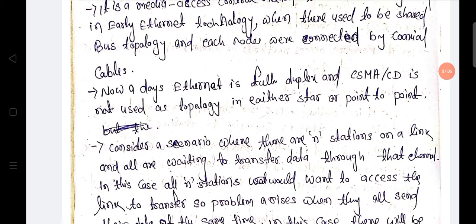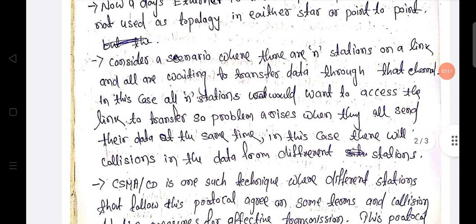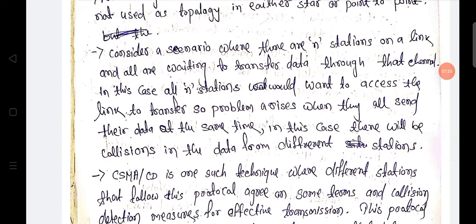Full duplex communication is used, and star and point to point connection is used. So here CSMA/CD is not used. Now let's see what is the function or what is the purpose of CSMA/CD.